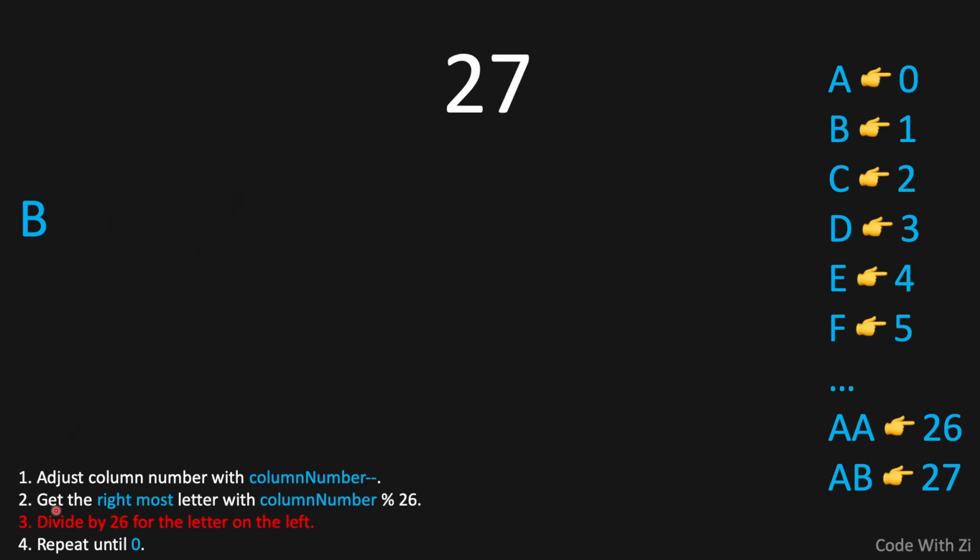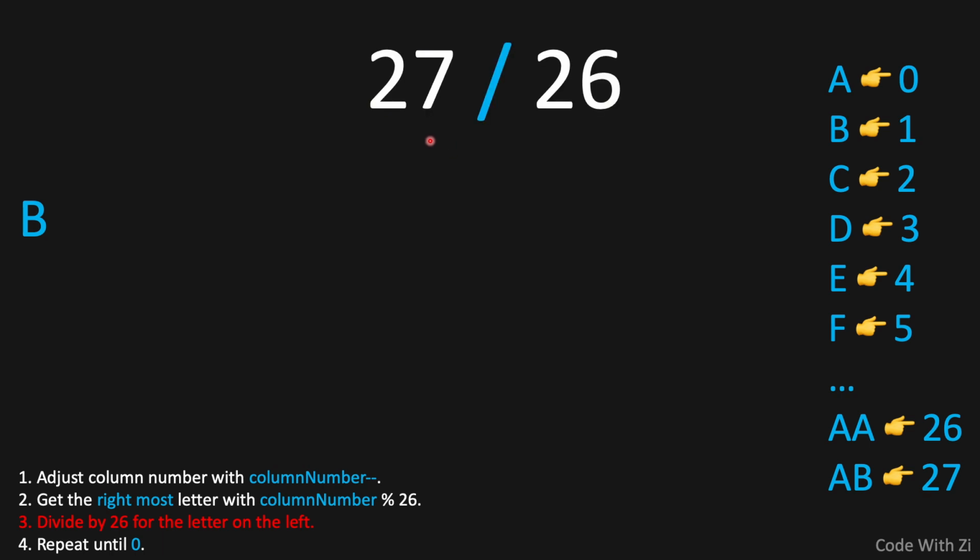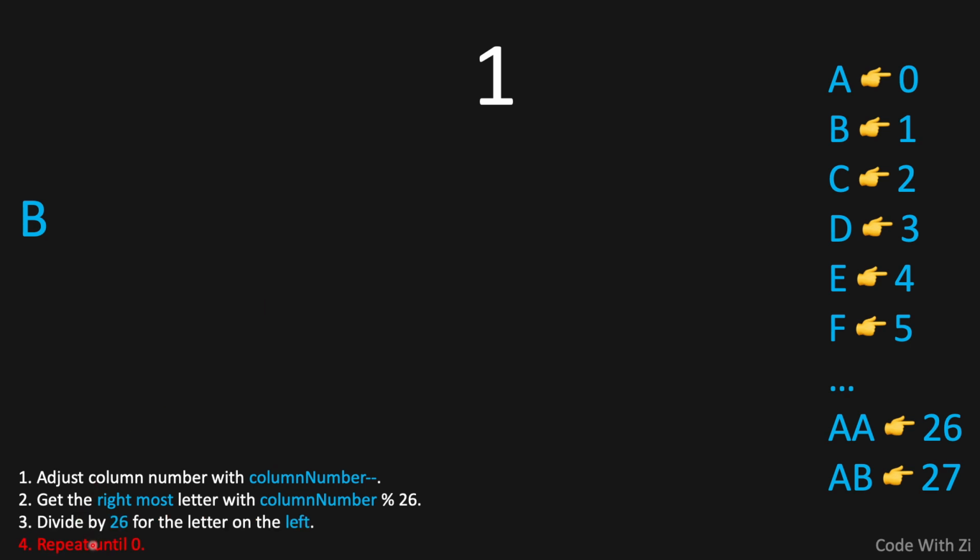In the third step, it says divide by 26 for the letter on the left. Meaning now that we have found the letter on the right, we have to think about how we can actually go to the letter on its left. And to do that, it says to divide by 26. Well, if we divide 27 by 26, that's going to give us 1. So we're going to be left with 1. And then, as you can see, we've not reached 0 yet. So we're going to repeat the whole process.